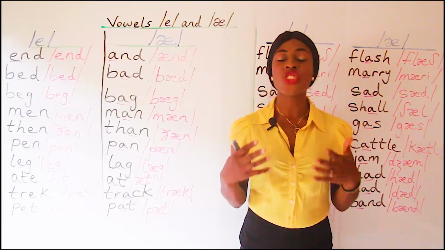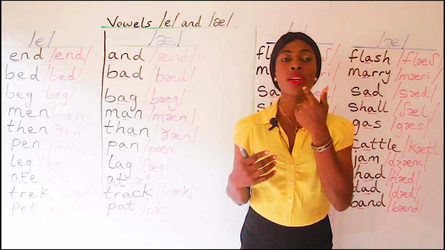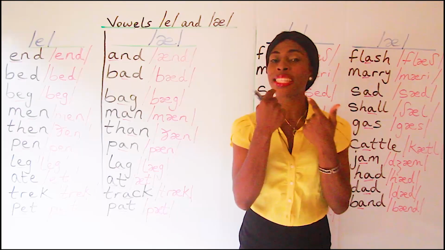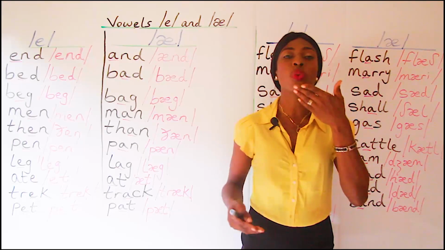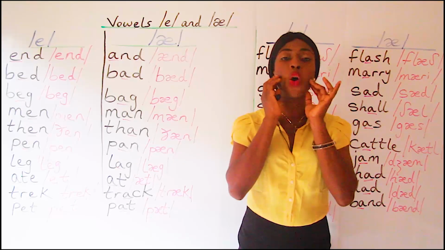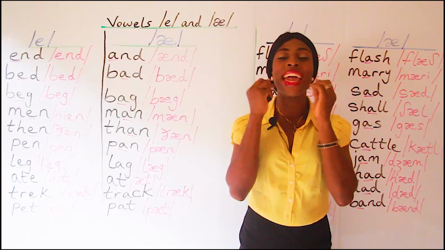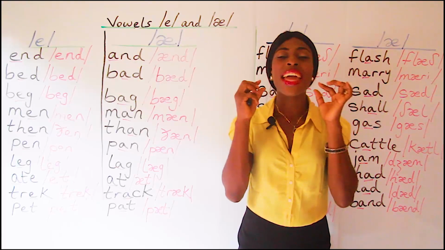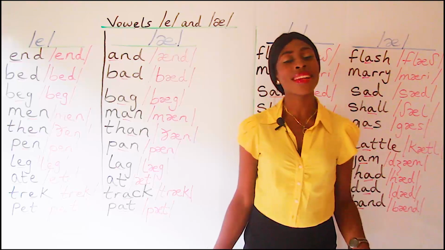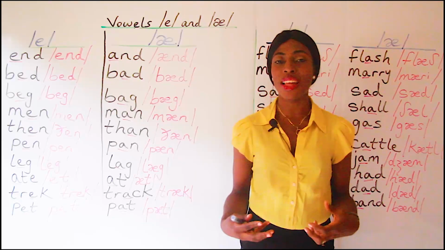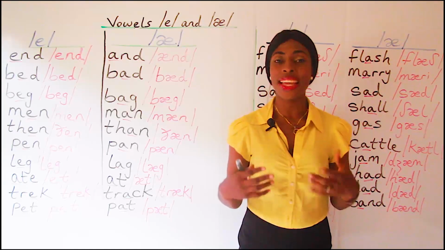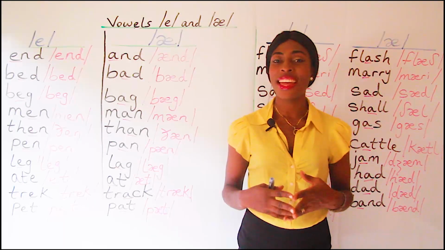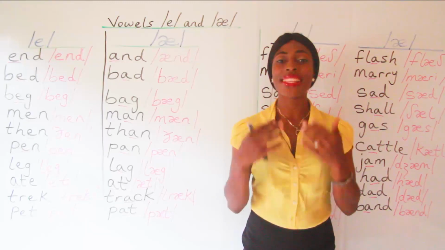/e/ is a short sound produced with the tip of the tongue close to the lower front teeth. So the tip of your tongue is touching your lower front teeth and the tongue is raised to a position where the jaw is neither open nor closed. The lips are slightly pulled back and stretched, just a little bit. /e/ is a relaxed sound, so you don't have to use much muscle when you're producing the sound. It is the main sound for the letter E, as in dead. Good.